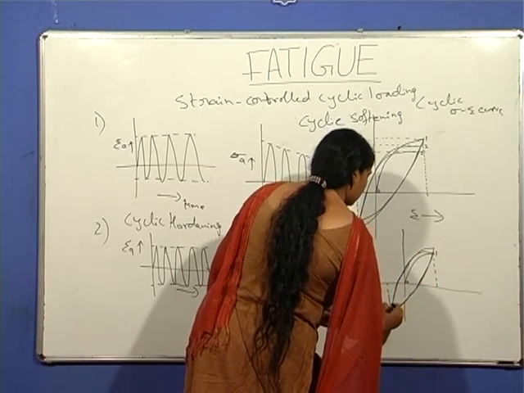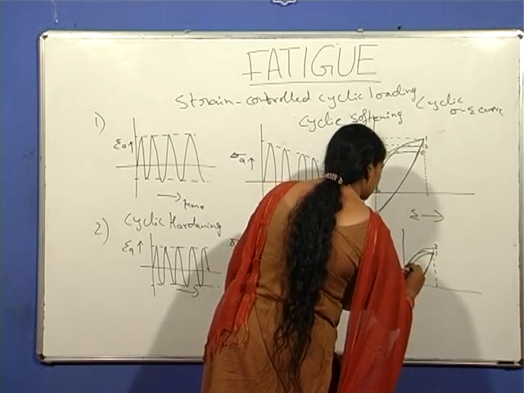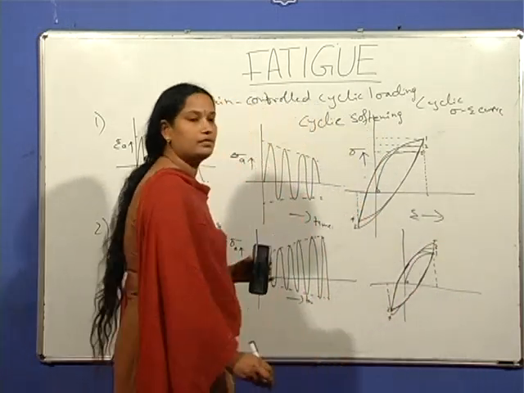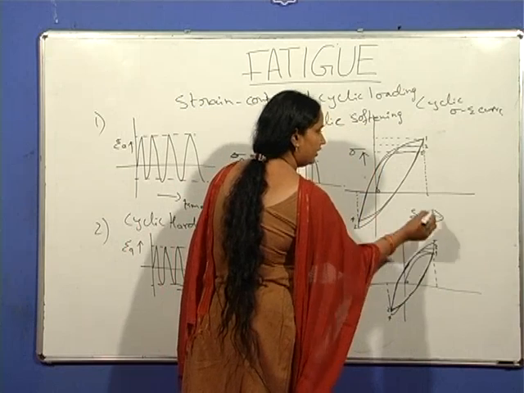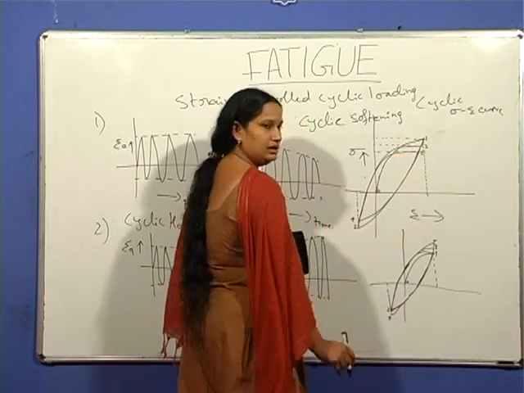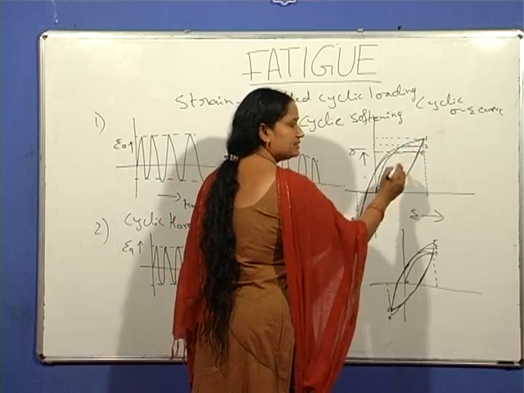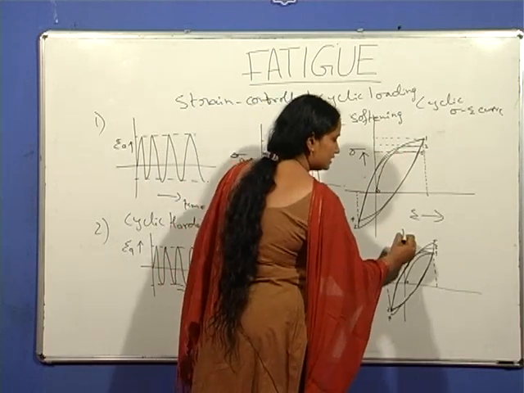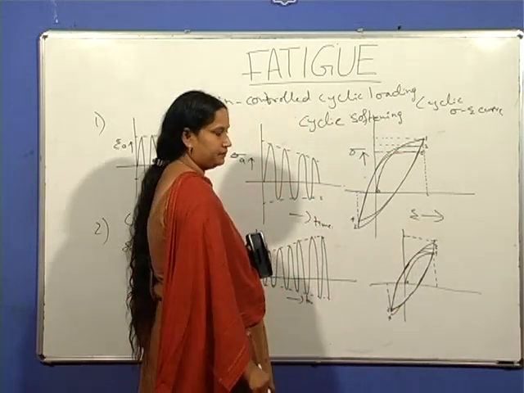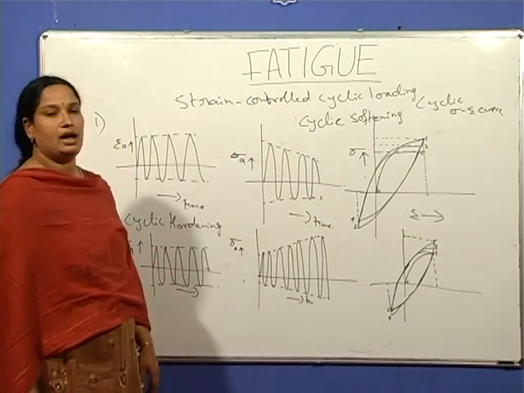So this is 1, 2, 3, 4 and 5. So this is 1, 3, 5. Here a number indicates the cycle. This is the initial cycle, the first cycle, and upon cyclic loading the stress amplitude has decreased in one case, and here the stress amplitude has increased. So this is for the case of a soft material which undergoes cyclic hardening.